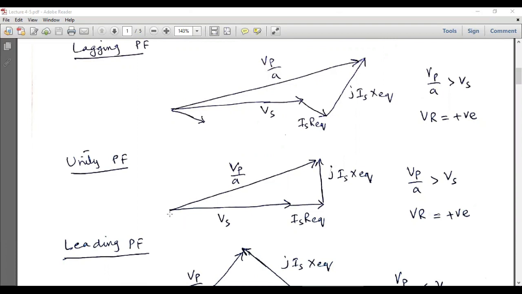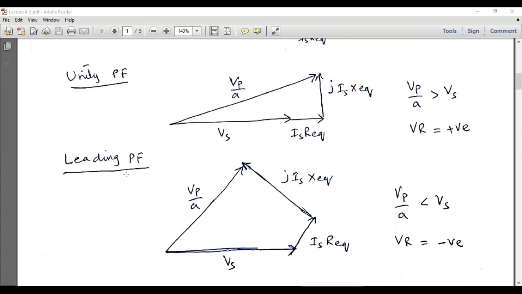For a resistive load, again Vs is our reference vector, and Is will be in phase with Vs, and Is R equivalent will also be in phase with Vs. So this is the Is R equivalent vector, and jIs X equivalent will be at 90 degrees with Is R equivalent. And we can add these three vectors. So Vp over a will be drawn by joining the tail of the first vector with the head of the last vector. Again, in this case, the length of this Vp over a vector is greater than this Vs vector. So again, voltage regulation will be positive for a resistive load or a unity power factor load.